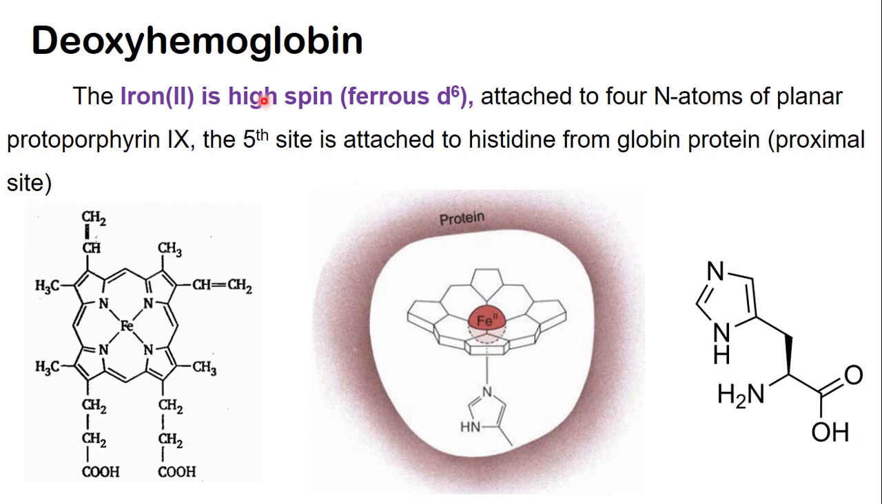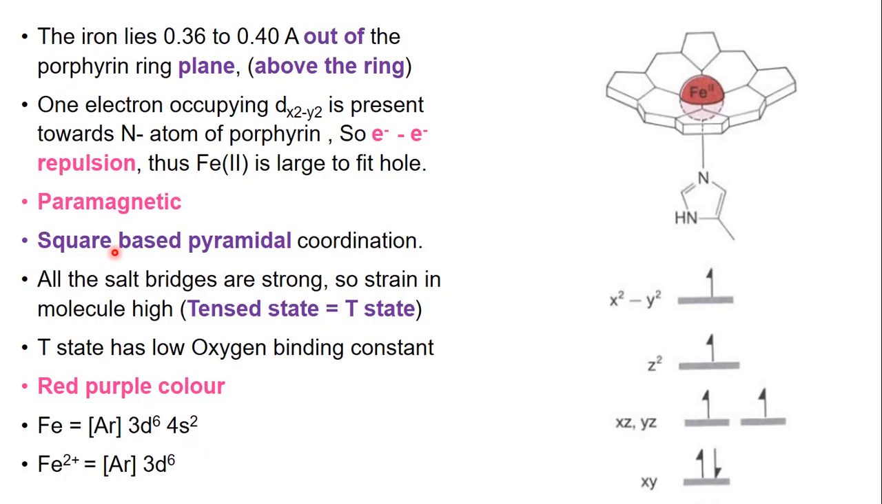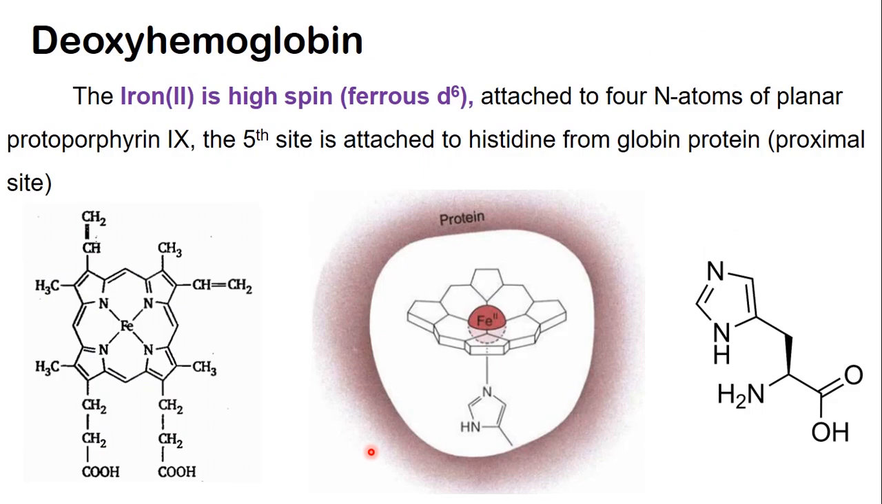Here this Fe2 plus is high spin. If it is Fe2 plus, then it is called ferrous, and it has a d6 configuration. Why does it have a d6 configuration? Because Fe has an electronic configuration of argon 3d6 4s2. Once it releases 2 electrons, it will become argon 3d6.